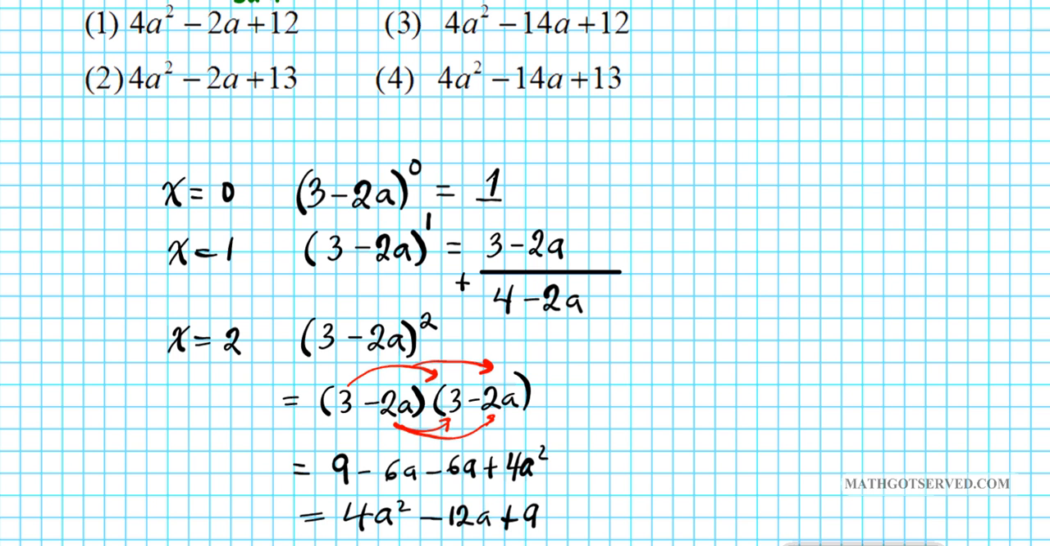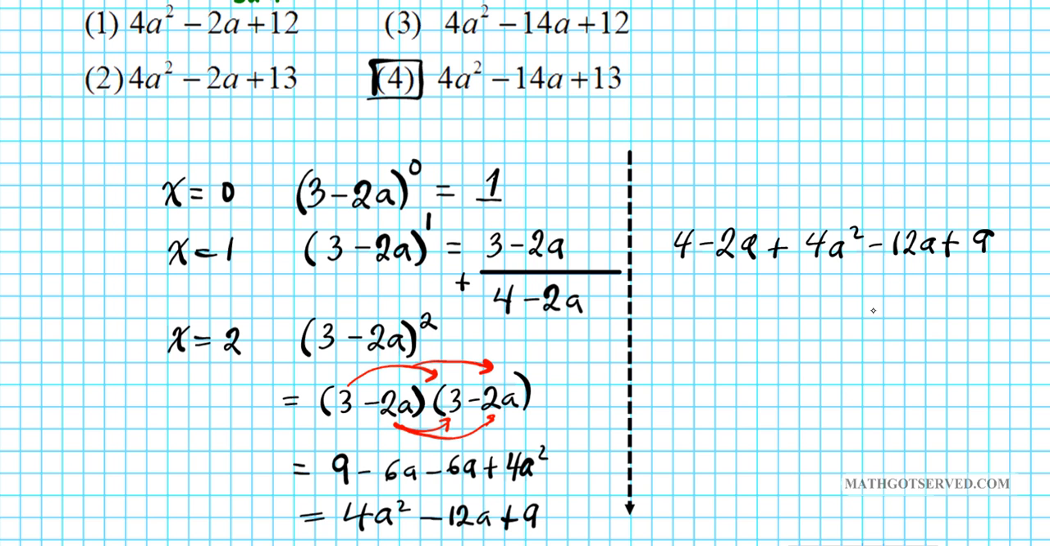So what are we going to do with this? We're going to add it to the sum of the first and second iterations of x, okay? So the sum of x equals 0 and x equals 1 is 4 minus 2a. So let's go ahead and combine like terms.